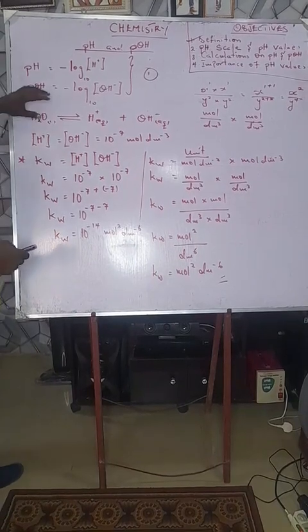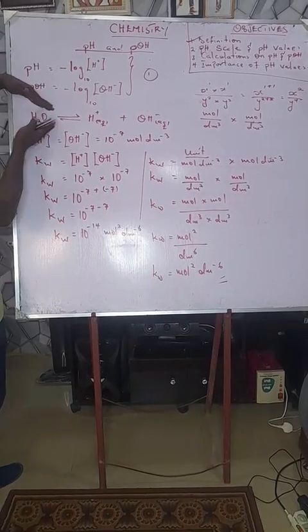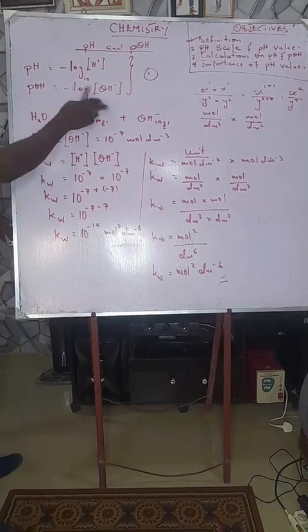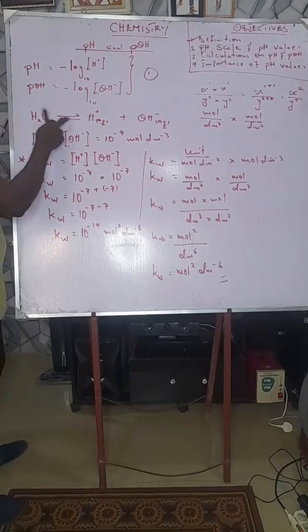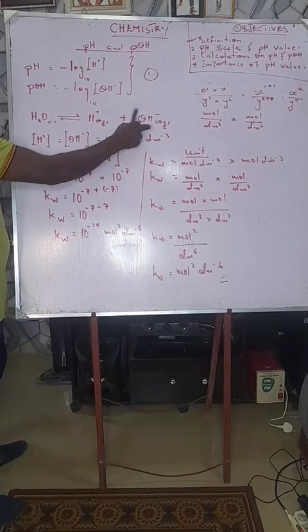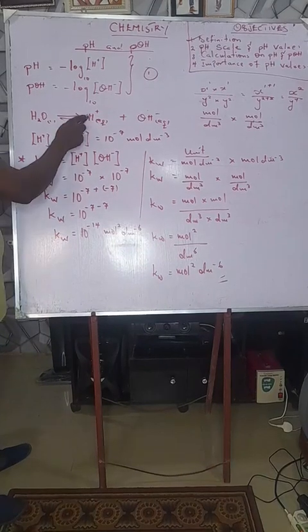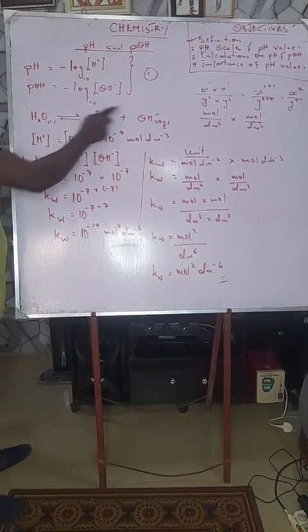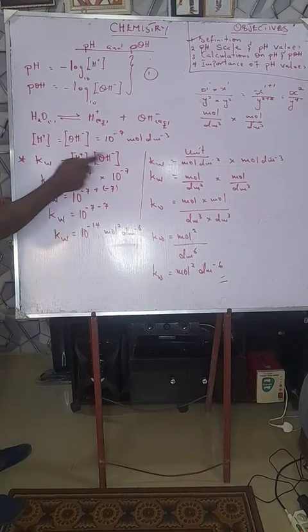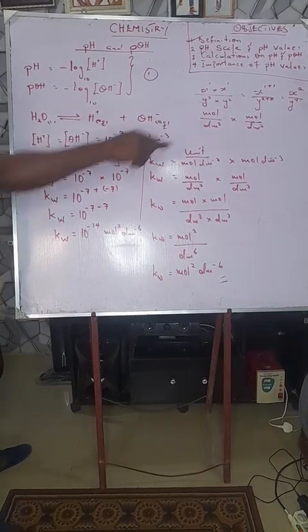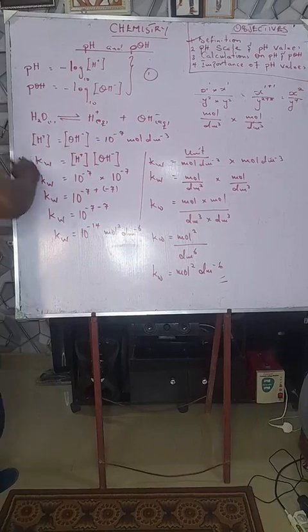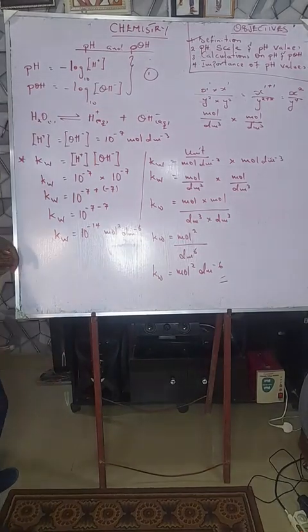Now, we started from water. This equation of water: if you ionize water, H2O will partially ionize into H plus and OH minus. Then the concentration of H plus is the same thing as the concentration of OH minus in pH, which gives us 10 raised to the minus 7. I told you this place and this place in the pH.